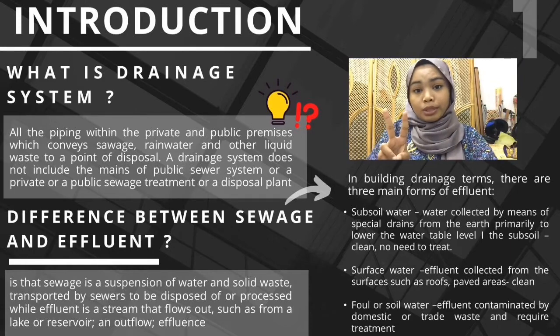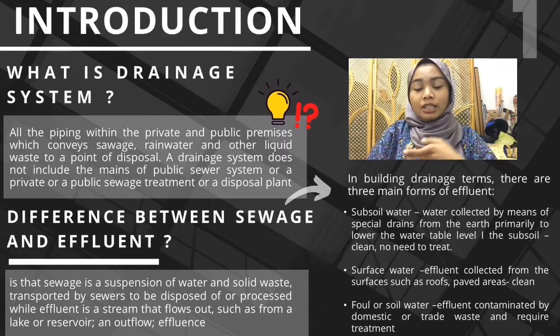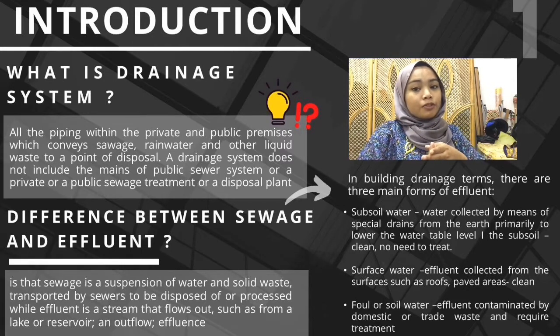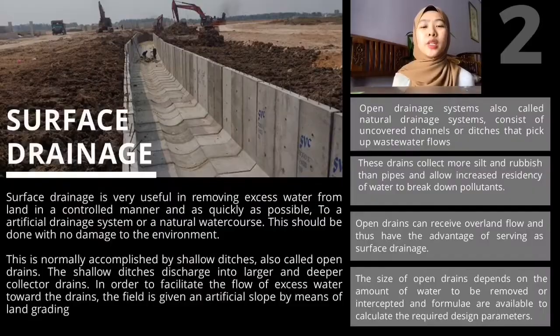We have two types of drainage. Firstly is surface drainage. Second is subsurface drainage. Let's continue with an explanation of surface drainage. Surface drainage is very useful in removing excess water from land in a controlled manner and as quickly as possible to an artificial drainage system or a natural watercourse. This should be done with no damage to the environment.